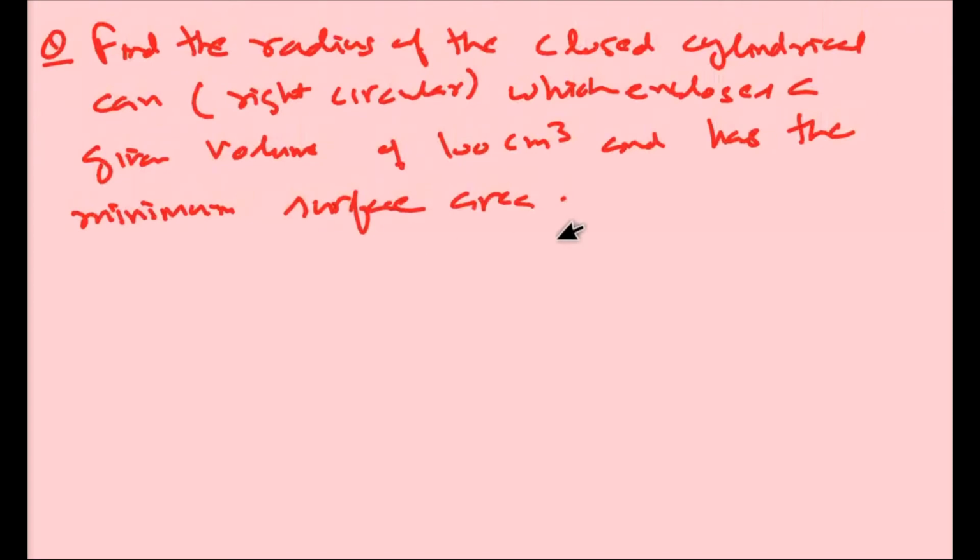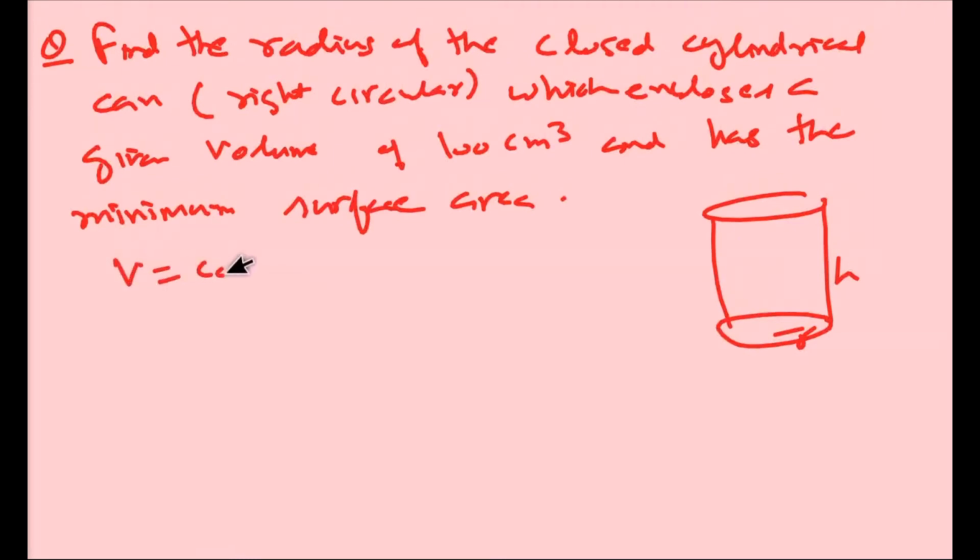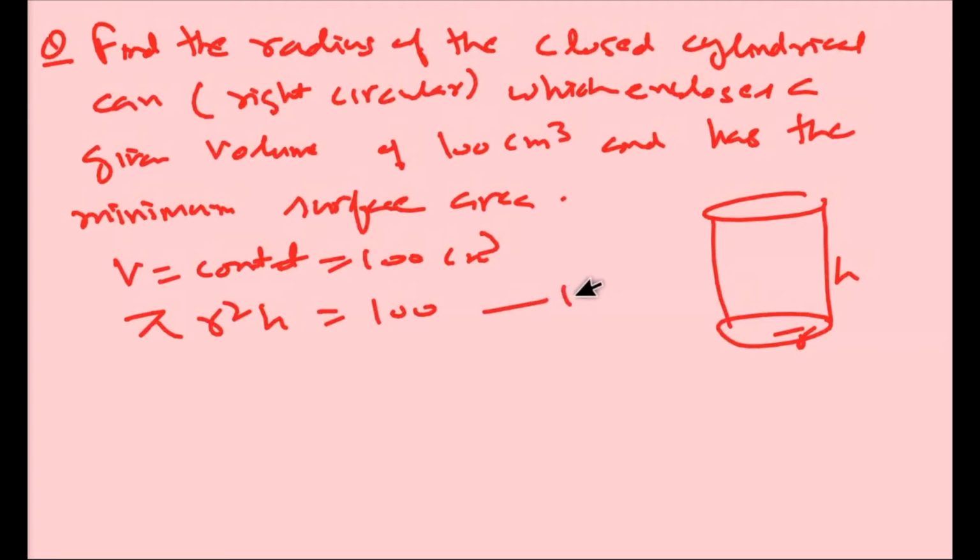So student, in a cylinder, this one is radius, this one is height, okay, and volume is given constant. So volume equal to constant equal to 100 centimeter cube. You know the formula, pi r square h. So it is your first equation. As I already told, one equation should be with constant and second should be for maximum or minimum.